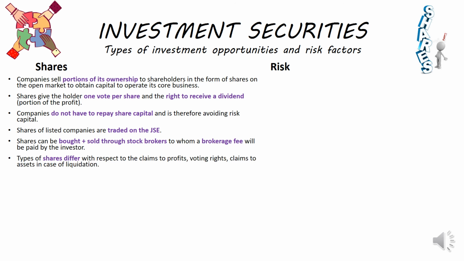As I said, we get different types of shares, and different types of shares have different claims on profits. They have different voting rights, and they have a different claim on assets in the case of liquidation. We are going to look at this later. We have ordinary shares and preference shares. Different shareholders have different claims on the profits. Depending on the type of shares that you own, that will determine what your claim on the profit is, whether you have a right to a dividend or not.